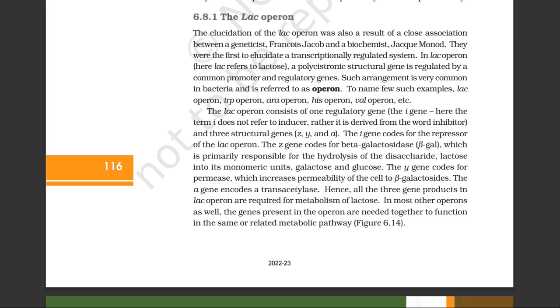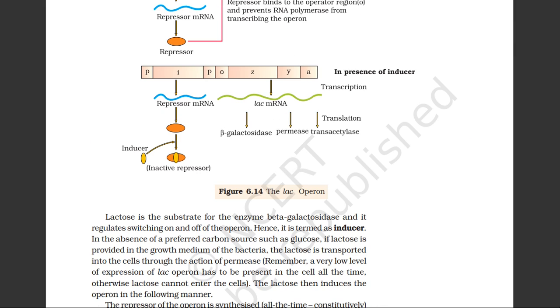The y gene codes for permease, which increases permeability of the cell to beta-galactosides. The a gene encodes a transacetylase. Hence, all the three gene products in the lac operon are required for metabolism of lactose. In most other operons as well, the genes present in the operon are needed together to function in the same or related metabolic pathway. Figure 6.14.